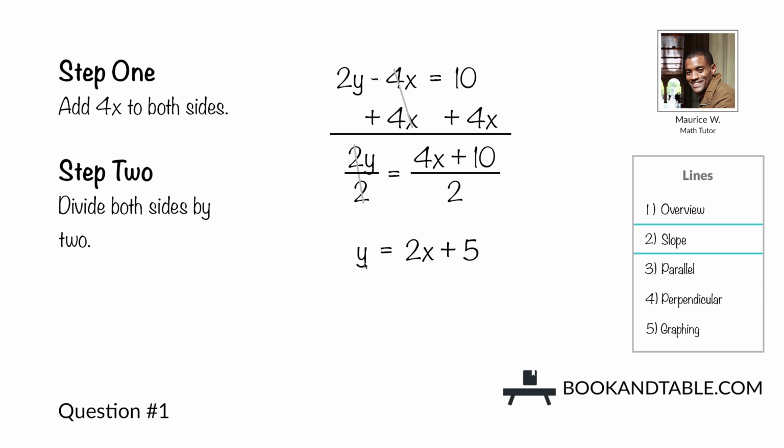We have the equation of the same line, but now it's in y is equal to mx plus b form. So m, or the coefficient of x, is 2. So that is our slope, positive 2. And our constant is positive 5. So that is our b, or our y-intercept.